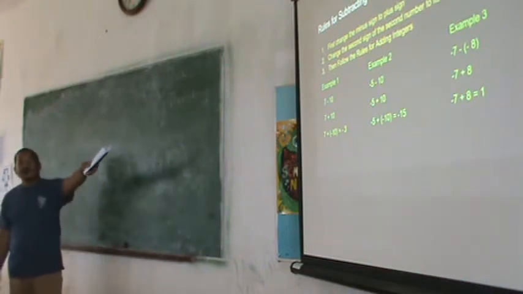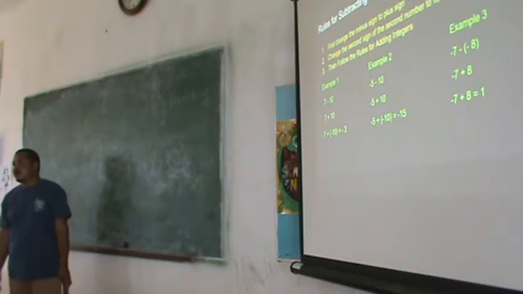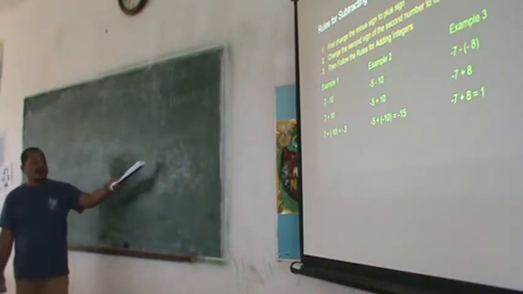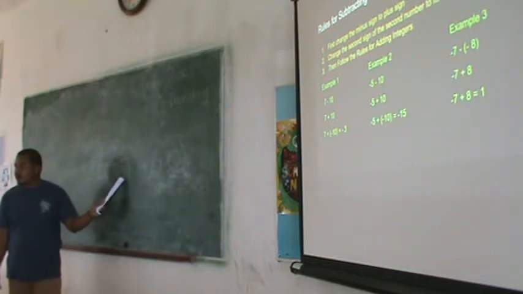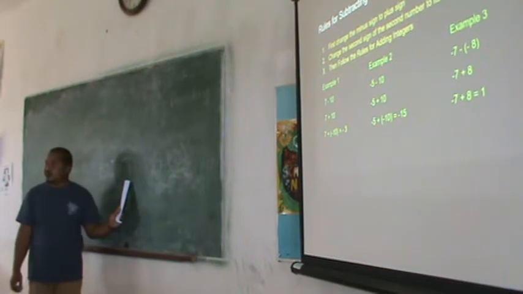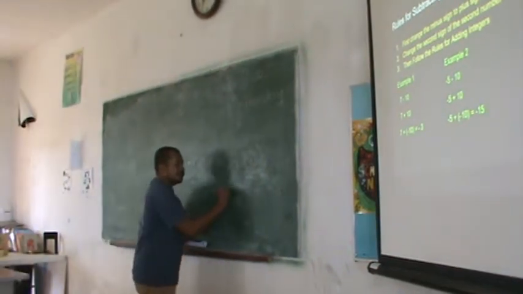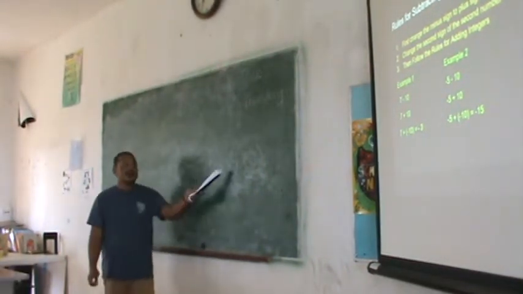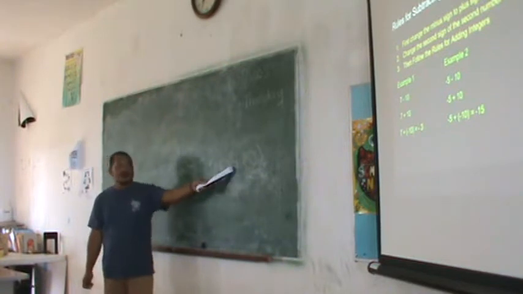Then number 3. We follow the rules for adding integers. And what is the rule when we add a negative number to a positive number? Subtract. First we subtract. So 10 minus 7, you get what? 3. And which sign are you going to take for your answer? Negative. Very good.